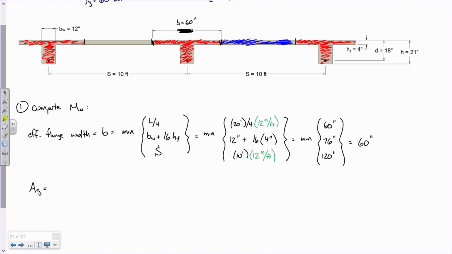Let's just keep this simple. How would I compute the area of this girder? We'll keep it simple. Let's look at the red portion for now. How would we compute the area of this girder? Don't write anything down just yet. Just bear with me. How do we compute the area?